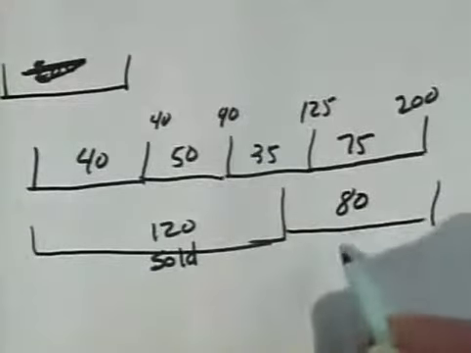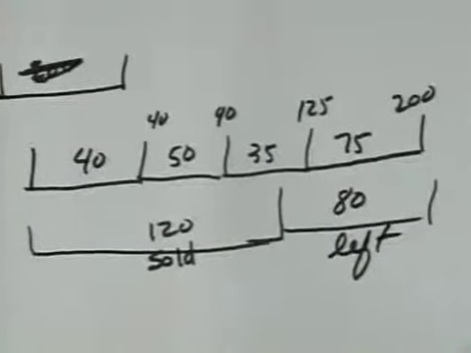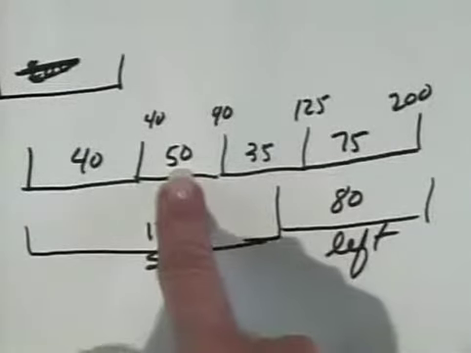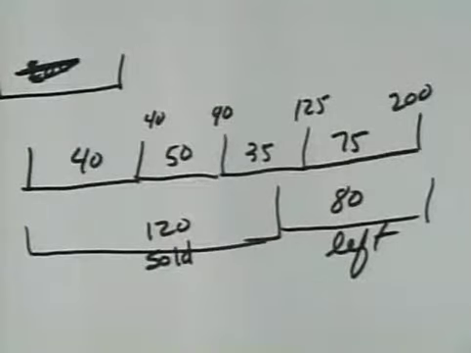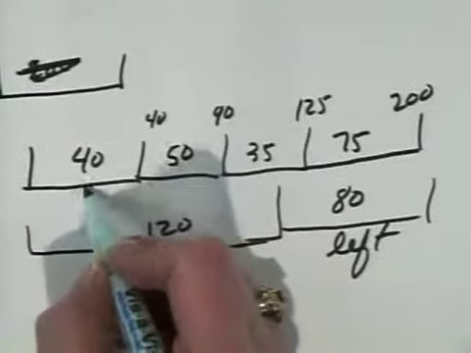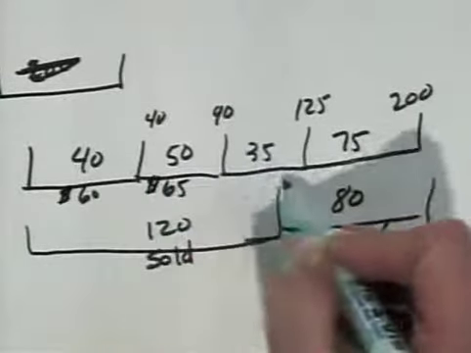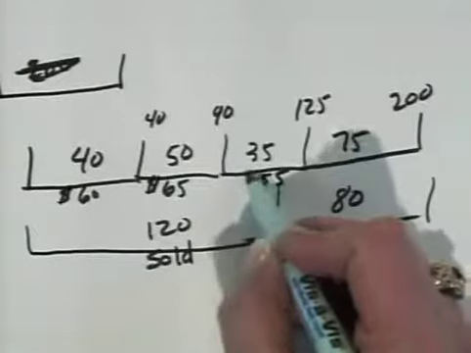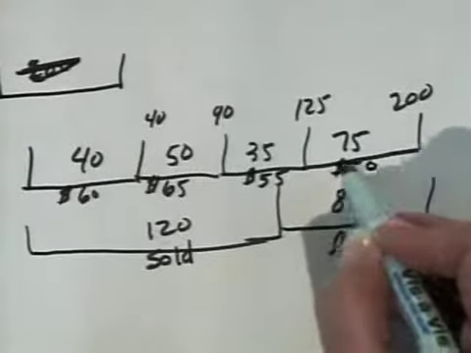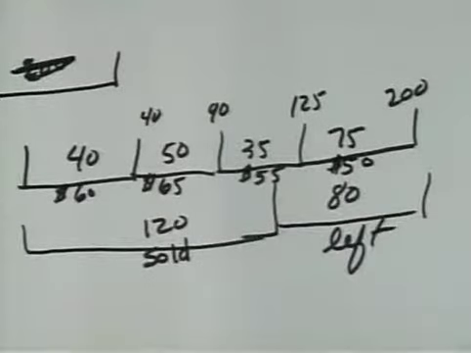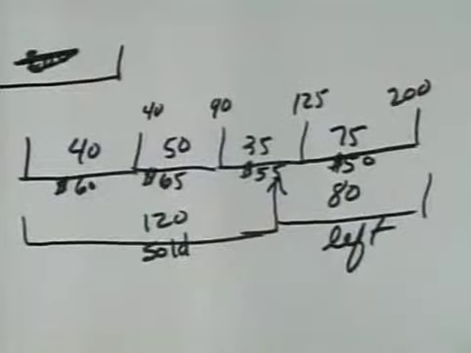This is the 80 chairs that are left in my inventory. The first ones in, the ones I bought in the first 40, the ones I bought in the next 50, those are gone, yeah? How much did I pay for the first 40? $60. How much did I pay for the next? $65. The last group here I bought for $55 and then for $50. Some of the chairs that are left are my $50 chairs, and some are my $55 chairs. How many chairs do I have left? 120. No, left. 80 left.